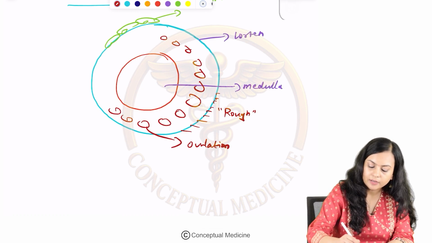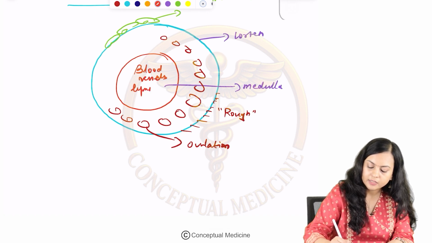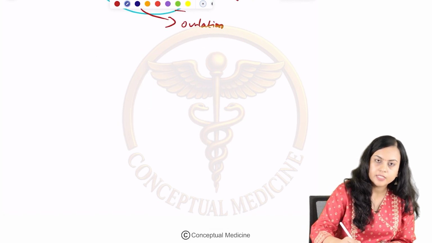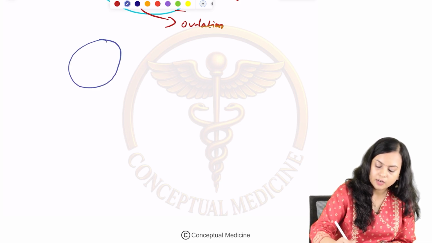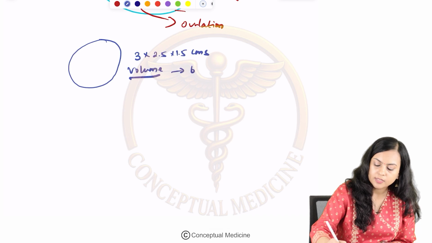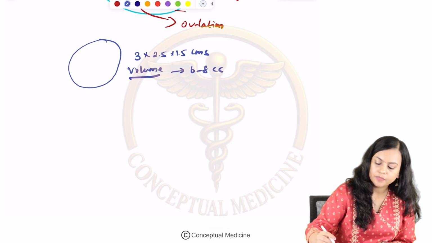And in the medulla, we'll have blood vessels, lymphatics, and cells called Leydig cells. If we see the size of the ovaries, it is 3 cross 2.5 cross 1.5 centimeters, and normally the volume is around 6 to 8 cc.